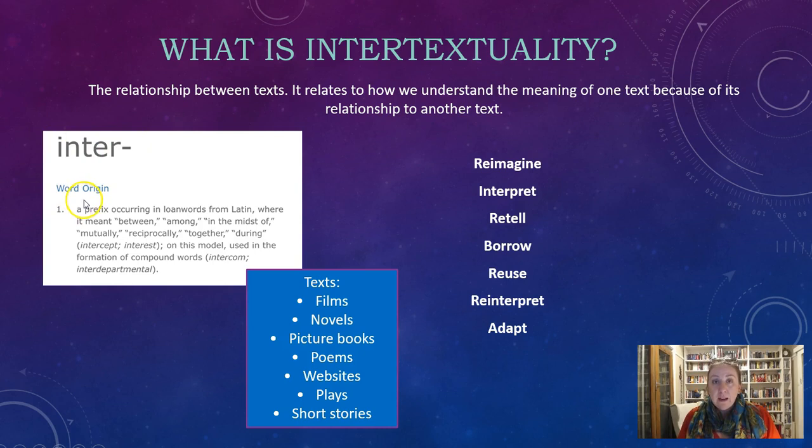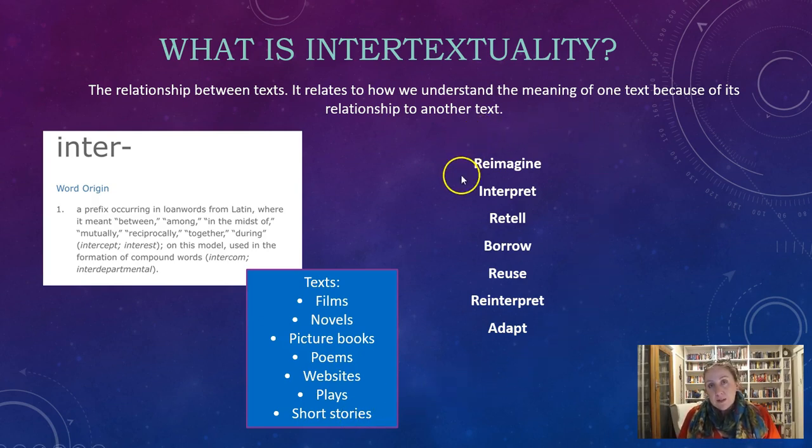Inter. Okay, as a definition, let's have a look at these words. We've got the words between, among, mutually, together, during. Okay, so all of these words kind of link back to this definition. Two texts and their relationship between each other, the relationships among different types of texts, okay? And the texts that we look at are films, novels, picture books, poems, websites, plays, short stories, and there are heaps of others that you guys probably know of.